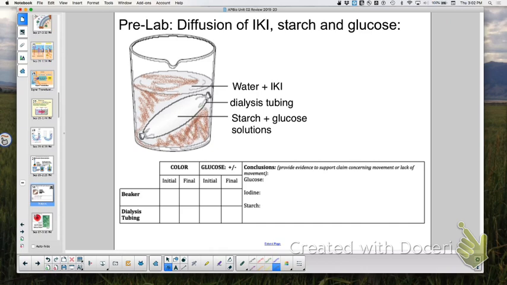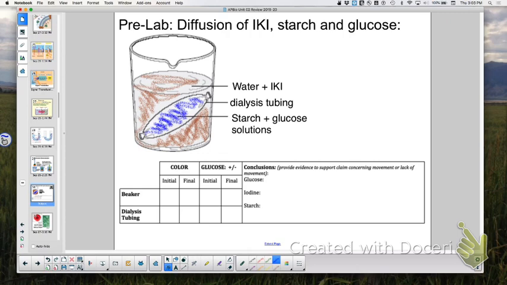We set the bag in the iodine, and it was clear. But then what happened to the bag? It turned blue. What did that tell us when the bag turned blue? Iodine had moved into the bag, and who did it react with? Starch. We checked it before we did the experiment. When you mix iodine and starch together, it turns blue.